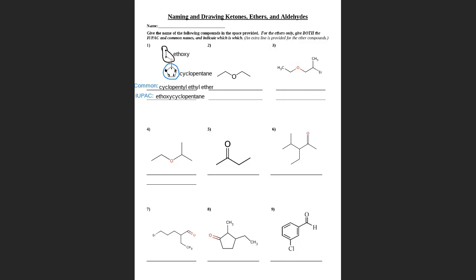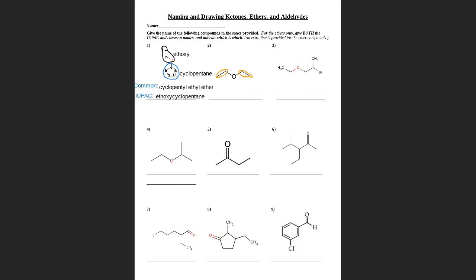So that's how we do the IUPAC name. What would the common name be for number 2? Look at both sides. What do you think? Okay, it's easier for me to talk. I don't think it's a pentane because there's an oxygen in the middle. Sorry, your voice is very quiet. Okay, can you hear me better now? Yes, I can. Thank you.